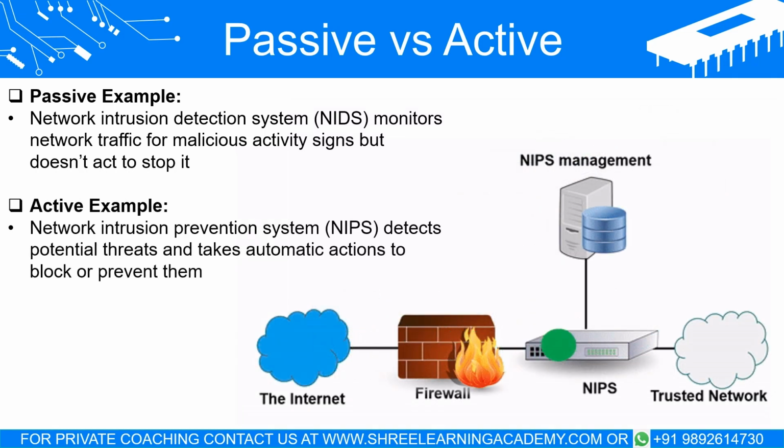Active tools, conversely, are used for response, containment, and mitigation purposes. They act upon the information provided by the passive tools, taking steps to address the detected issues. A network intrusion prevention system, for example, not only detects potential threats but also takes automatic actions to block or prevent them, such as terminating the offending network connection.